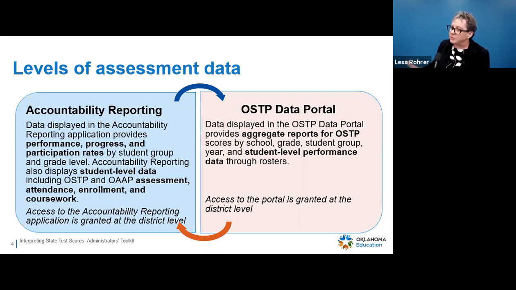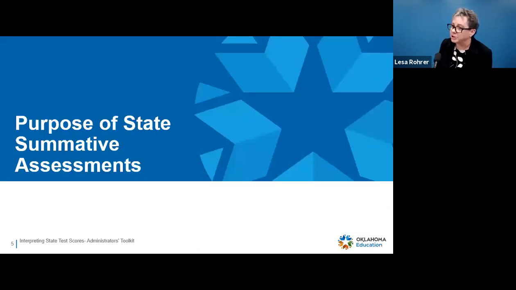In tandem, the OSTP data portal houses aggregate reports, and this is for your test scores. This includes the Oklahoma Performance Index scale score, the performance level, and the subject area. This is by student group, and then of course it was through rosters, and you've had the rosters available since June. So this is kind of the difference between these two portals. Note that both of them do require access, granted at your district level. State Department does not give you access to these data portals, and we'll talk more about how to get access to accountability reporting as we move through the presentation.